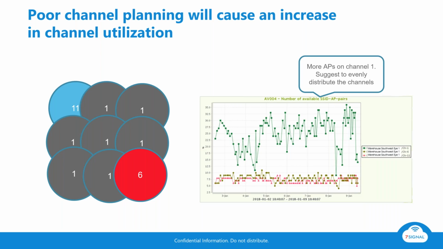And the consequence, since it all comes down to user experience, is that those users who happen to be on channel 1, which will be most of them since most of the APs are on channel 1, are going to have a much poorer experience than those people lucky enough to connect on 6 and 11.